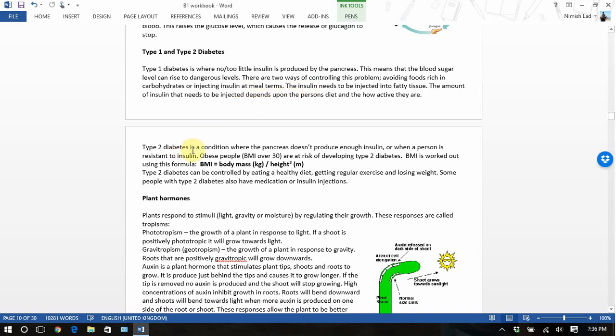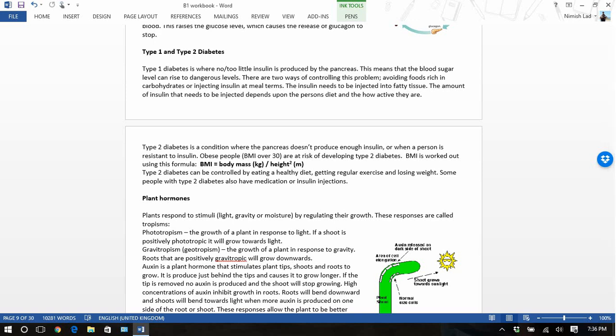Type 2 diabetes is where the pancreas doesn't produce enough insulin, or the person is resistant to insulin. So in other words, this is the main part of it, they're resistant to insulin. It means the insulin goes into them and doesn't do anything at all. It cannot actually break down the glucose. They're just resistant to that.